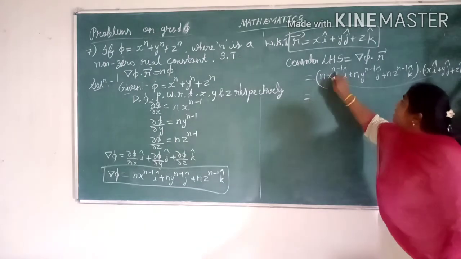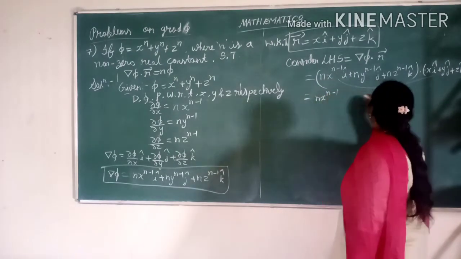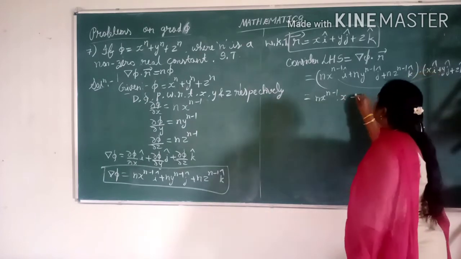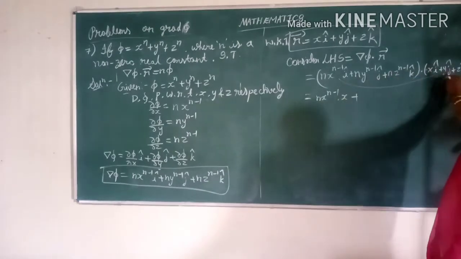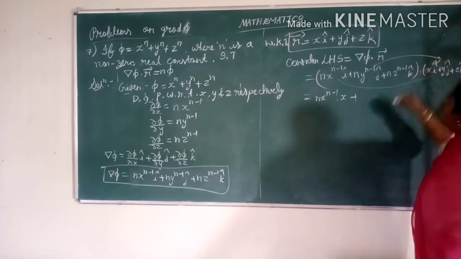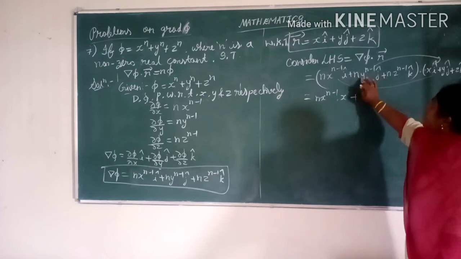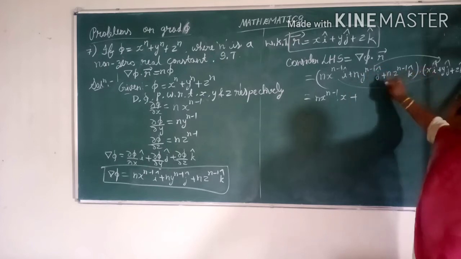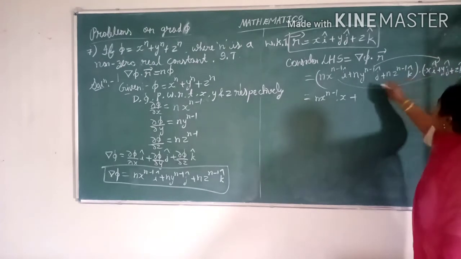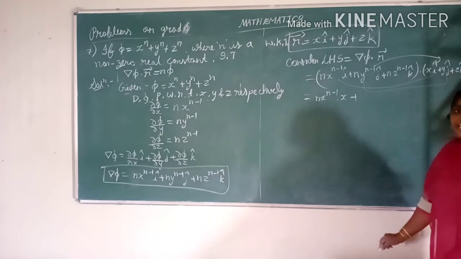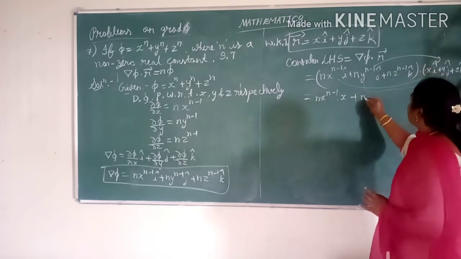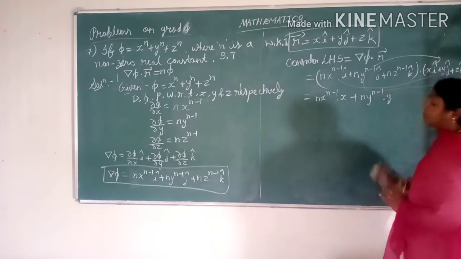Multiply their coefficients, that is n into x to the power of n minus 1, and the coefficient of this vector i is x, here plus. The i dot i is 1. The remaining dot products, i dot j is 0 and i dot k is 0. Similarly, you find the j coefficient, that is n into y to the power of n minus 1 into x: j dot i is 0 and j dot k is 0. Only the remaining one, multiply only with the dot product of j with j, because j dot j is 1. Multiply the coefficient, that is n into y to the power of n minus 1 into 1.